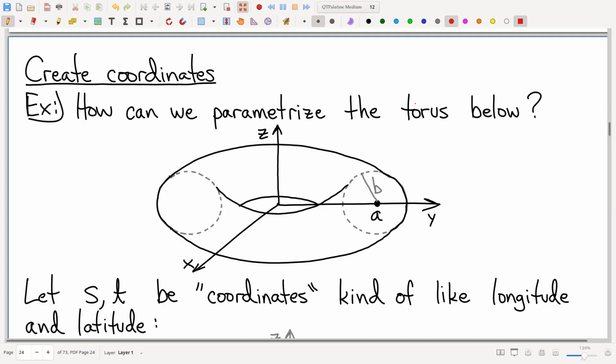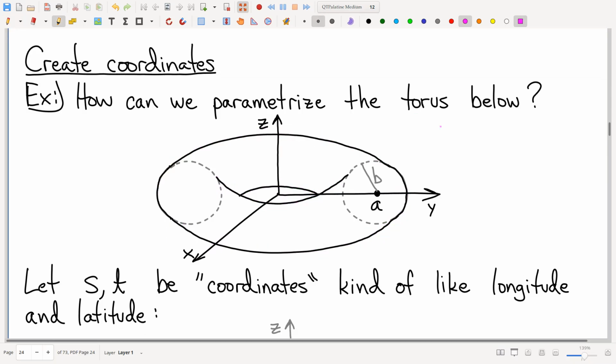Okay, so let's parameterize this shape called a torus. And the torus, you may know already, is the surface of a donut. The glaze part of the donut. So how do we, okay, I need x, y, z as functions of a couple of parameters, and how do I go about doing this? So here's the idea. Create a coordinate system. Now let's talk about what I mean by that.